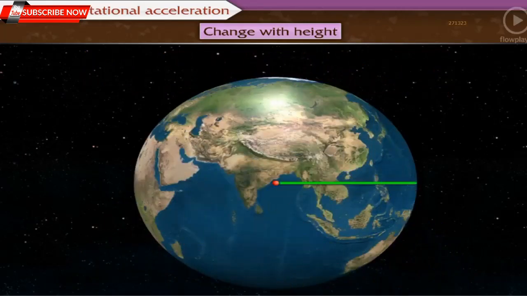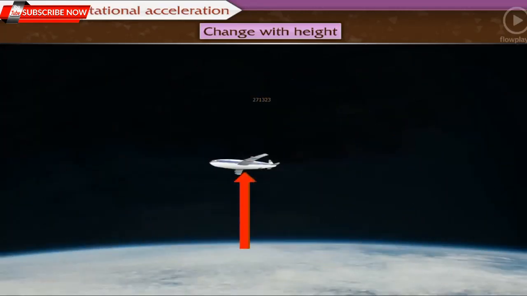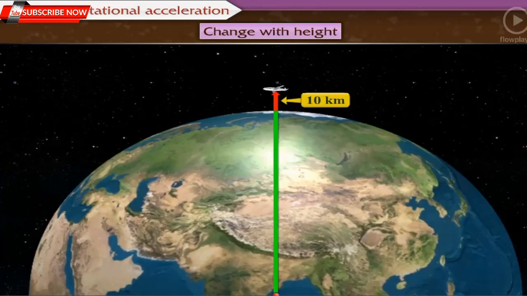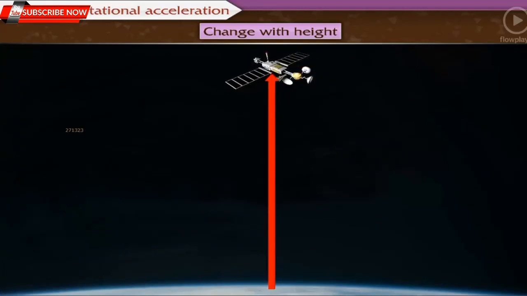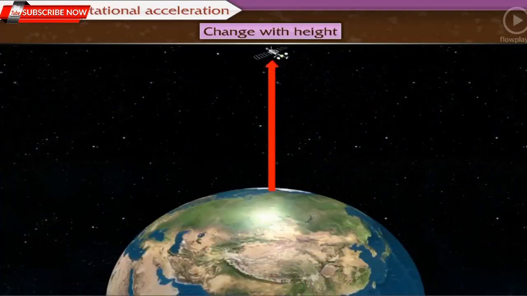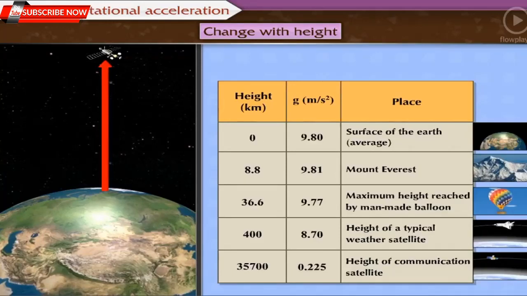For example, the radius of the Earth is 6,400 kilometers. If an aeroplane is flying at a height of 10 kilometers from the surface of the Earth, then its distance from the center of the Earth increases by 10 kilometers. The change in the value of acceleration due to gravity due to it is negligible. However, when we consider an artificial satellite orbiting the Earth, the change in the value of g due to the large change in the distance of the satellite from the center of the Earth has to be taken into account. In this table, some typical heights and the values of g at these heights are given.